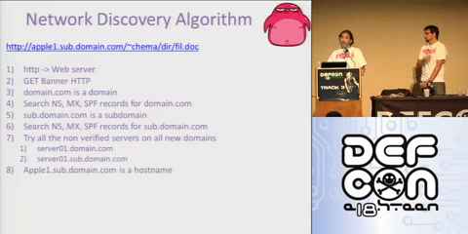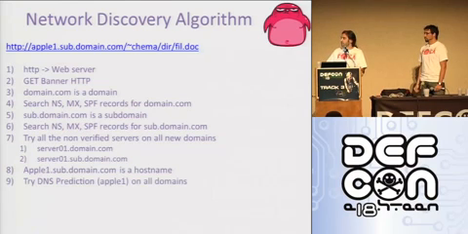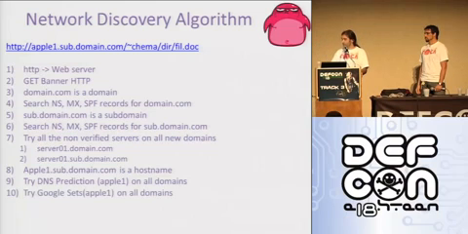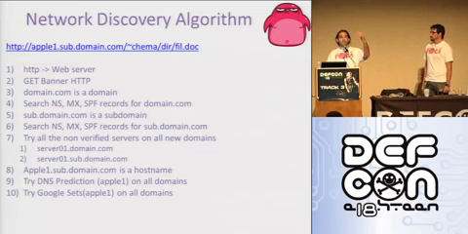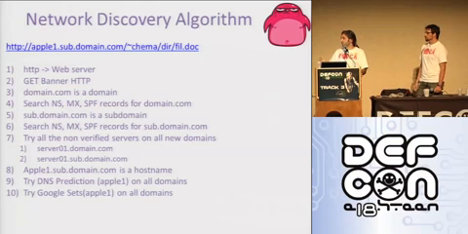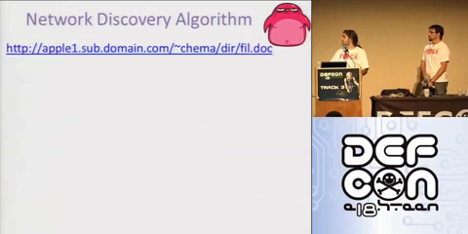Of course, Apple1 is a host name, and Apple1 is the name of a server. So we can try to add DNS prediction, looking for Apple1 to Apple10, and so on, and we can do the same with the Google Sets. We can ask Google for a list of related words to Apple and try to discover more servers.